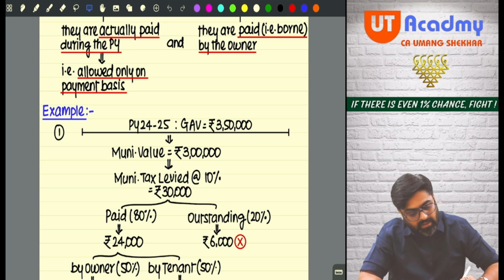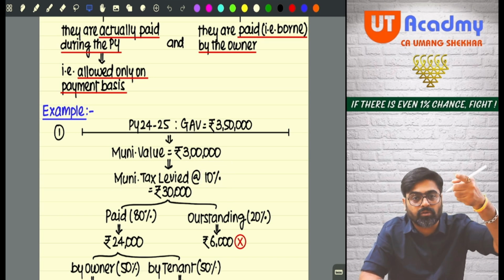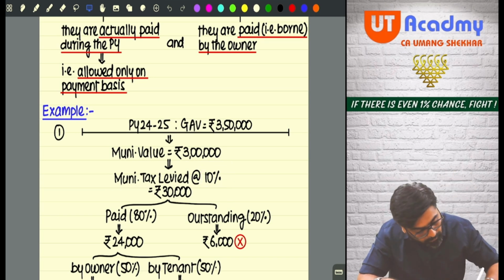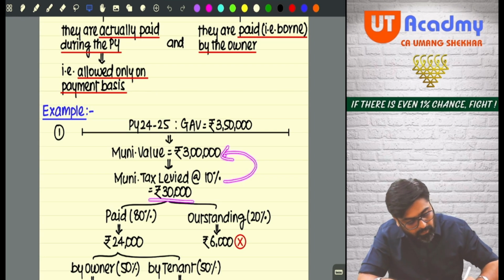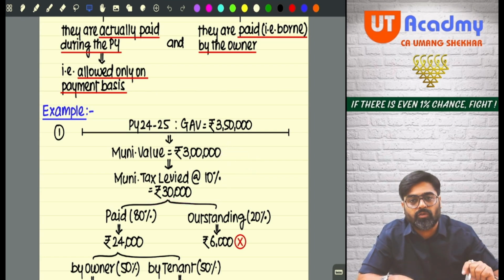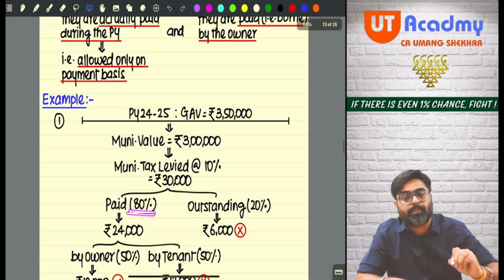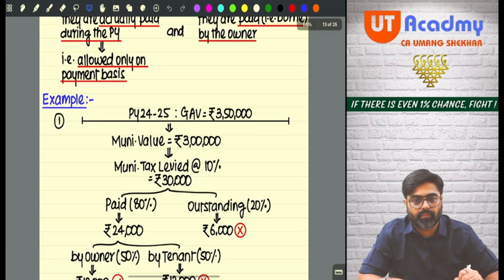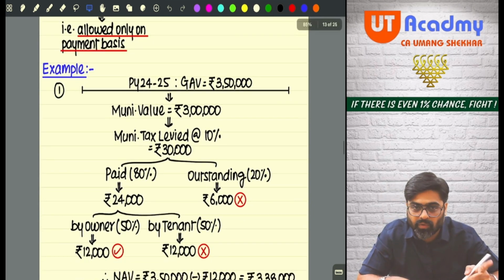Now they are saying that municipal value was 3 lakh and the municipal taxes levied by the municipal authorities was 10%. So this will be 10% of municipal value only, no? So apply this 10% on municipal value, you will get municipal tax. Now out of this municipal tax, if 80% is paid, will it be allowed? No.